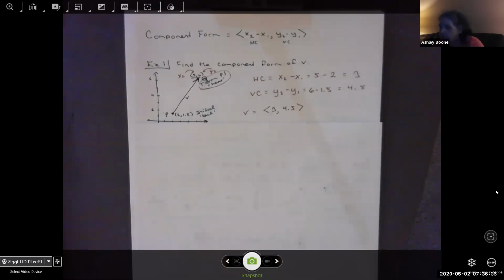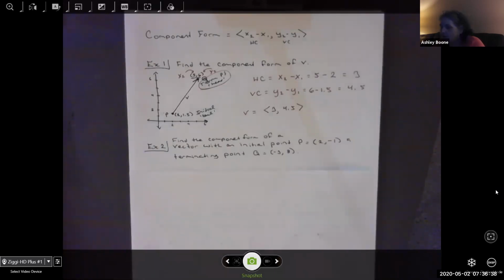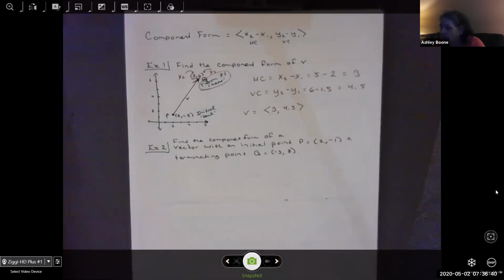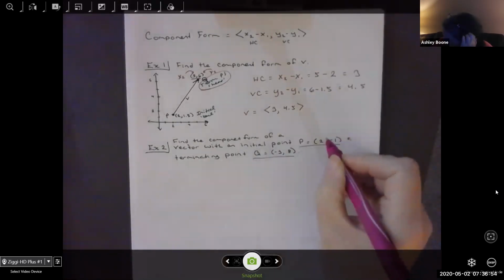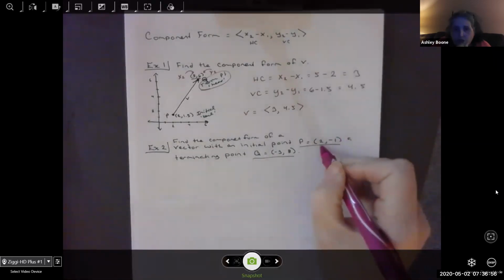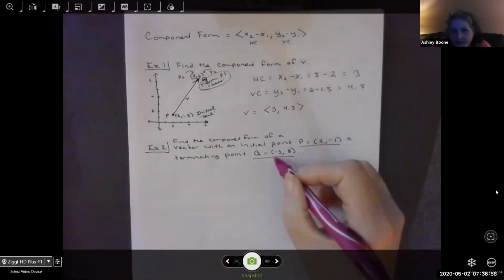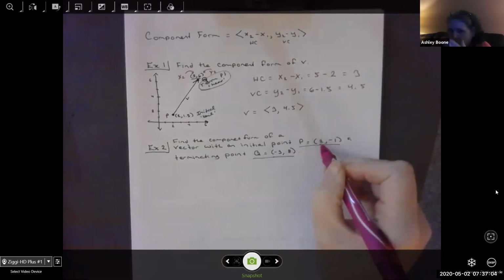Let's look at example 2. We want to find the component form of a vector with the initial point of 2, -1 and a terminating point of -3, 8. We don't have the graph, and I'm not going to draw the graph, but think about a few things here. Notice my x values. I'm starting at 2. I'm ending at -3. So what's happening with my x's? I'm starting at a positive 2. I'm ending with a -3.